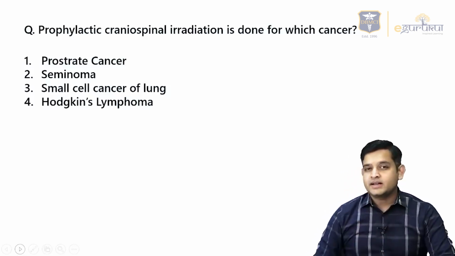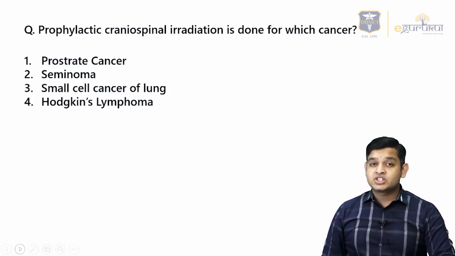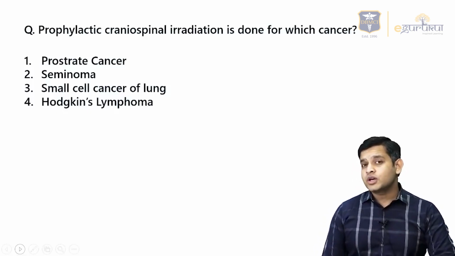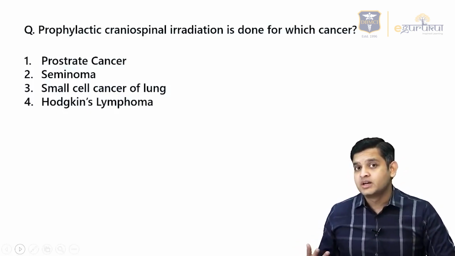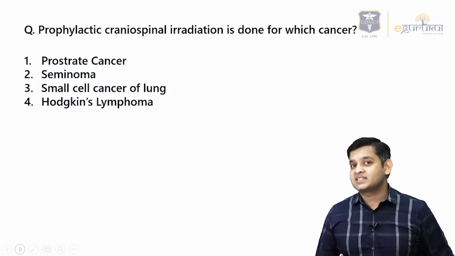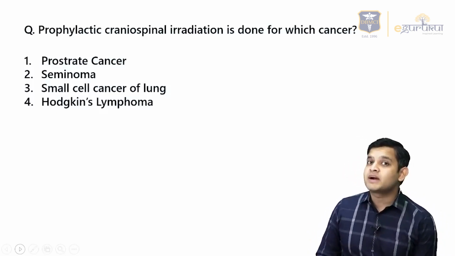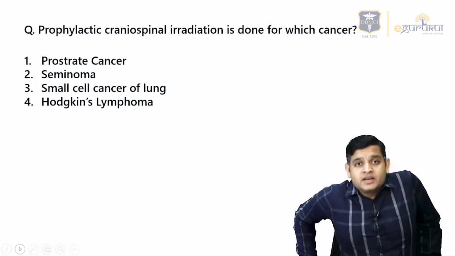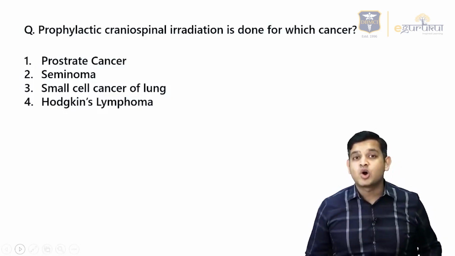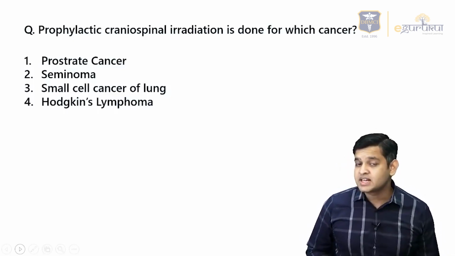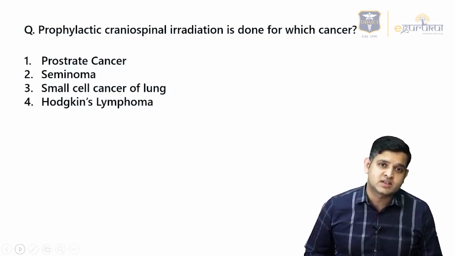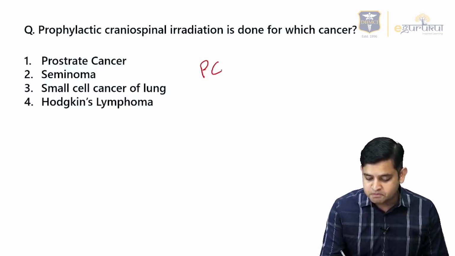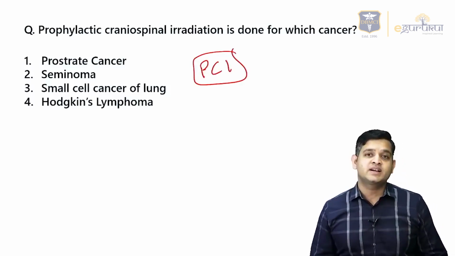We know that if these cancers are there, the chances of intracranial metastasis are so high that even if you are not able to appreciate them on the imaging, there are chances that micrometastasis has occurred, and it is better to kill the micrometastasis when it is not apparent on the imaging. One of the commonest cancers for which it is done is small cell cancer of the lung. Small cell cancer of the lung is one of the commonest cancers for which prophylactic cranial irradiation is done. This is commonly called PCI, prophylactic cranial irradiation.